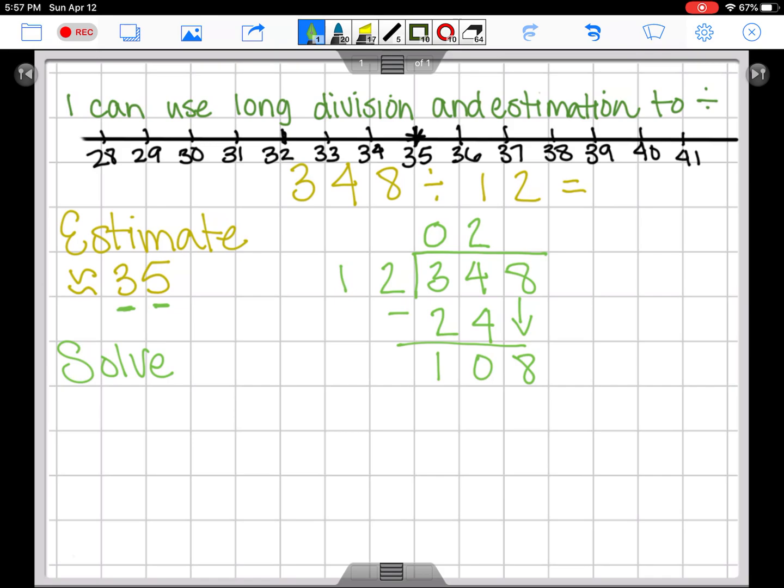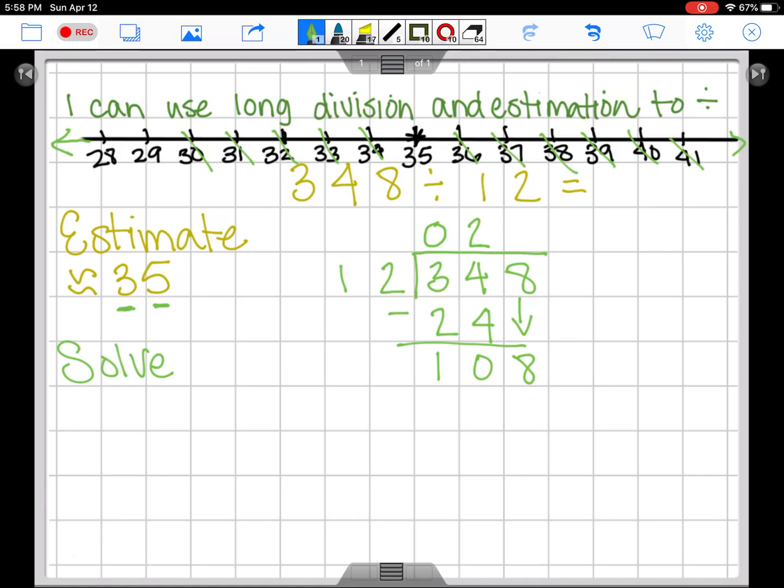We know that it needs to be a number close to 35. We also know that it's going to have a 2 in the tens place. So right away, you know it can't be any of these because these do not have 2's in the tens place. So I guess maybe my number line should have gone on a little farther this way. Today that didn't happen, but let's see if that works out for us.